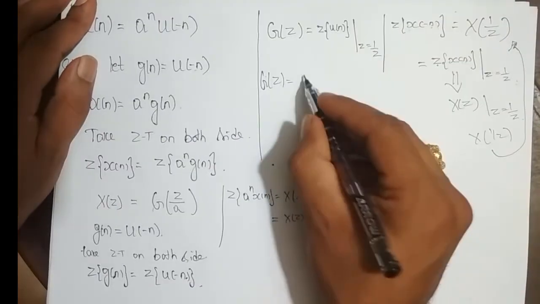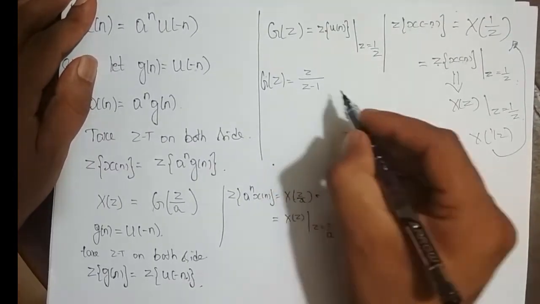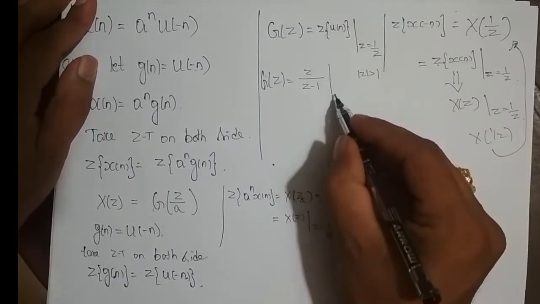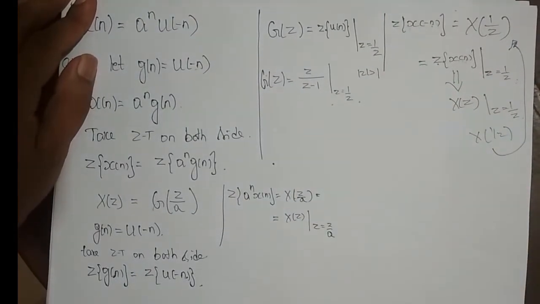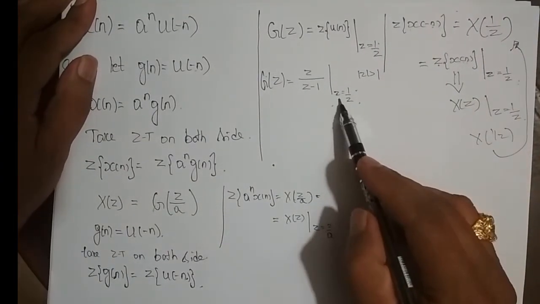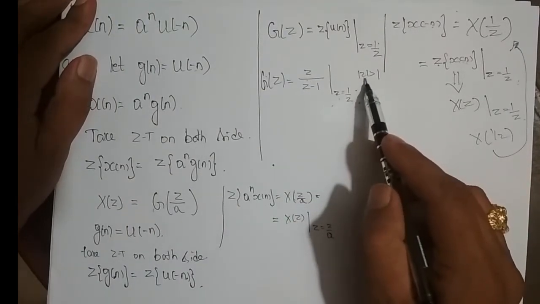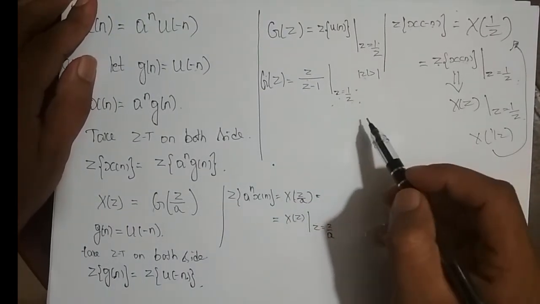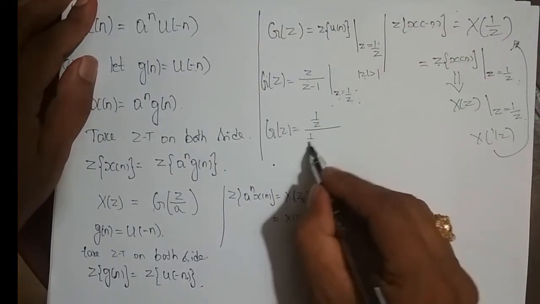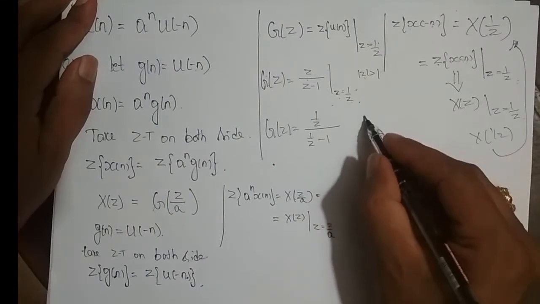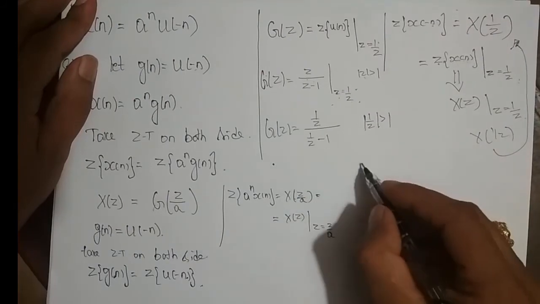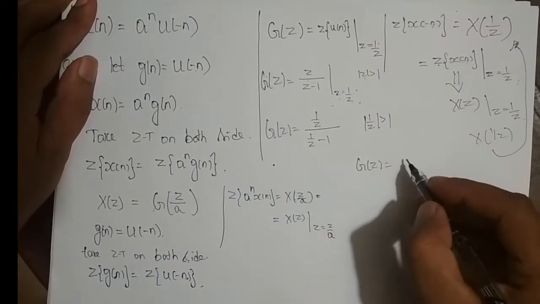G of z: what is the z transform of u of n? It is z divided by z minus 1, with ROC magnitude of z greater than 1. So I need to replace z with 1 by z here. Whenever I'm touching the z in this part, I need to touch it in the ROC also. So what do I get? G of z as 1 by z divided by 1 by z minus 1, with magnitude of 1 by z greater than 1.